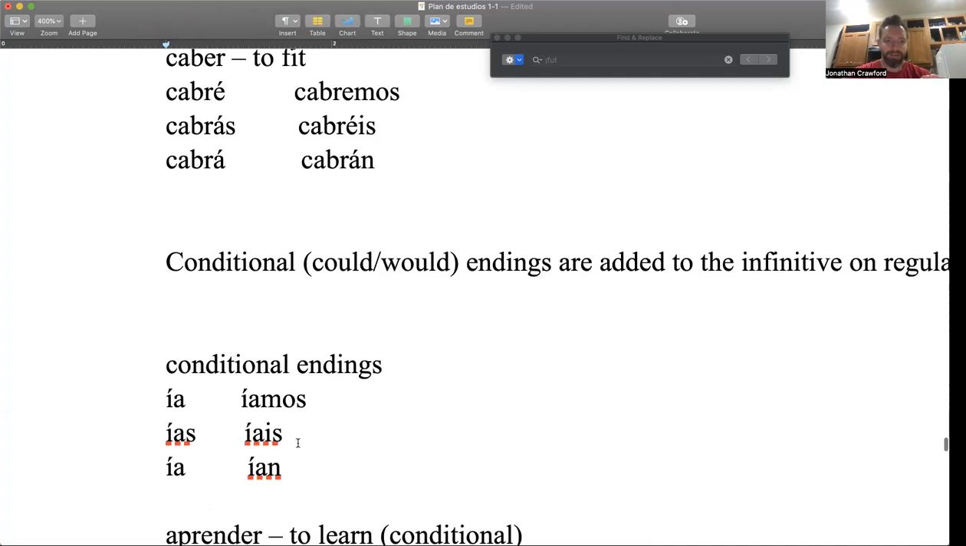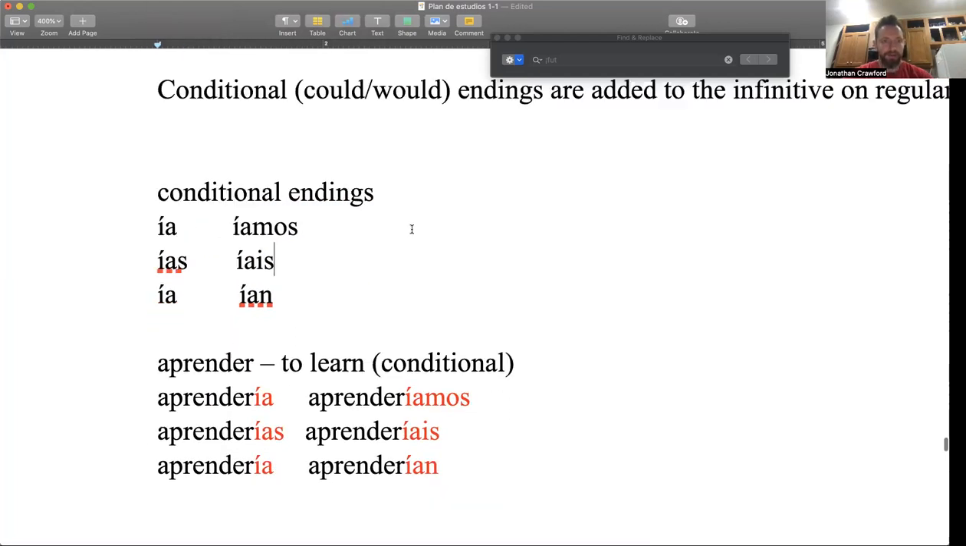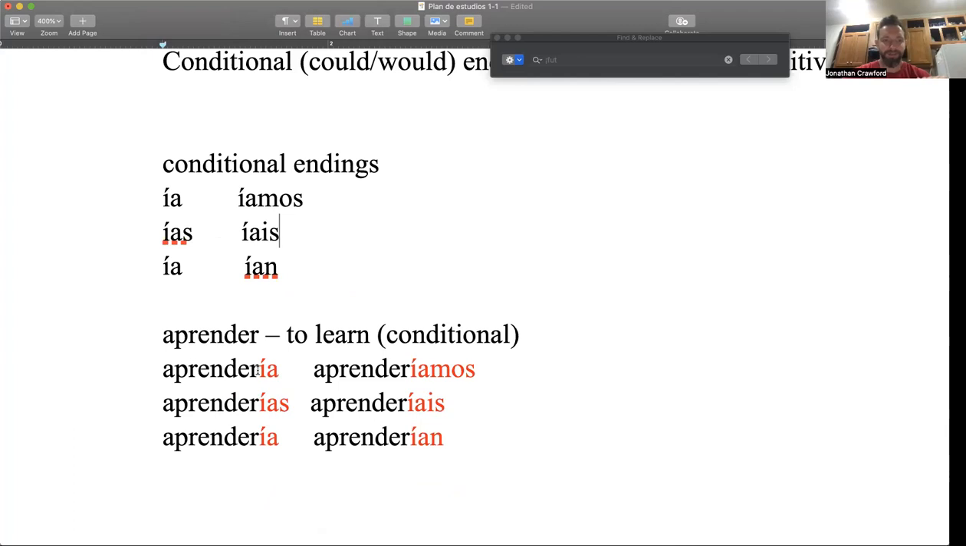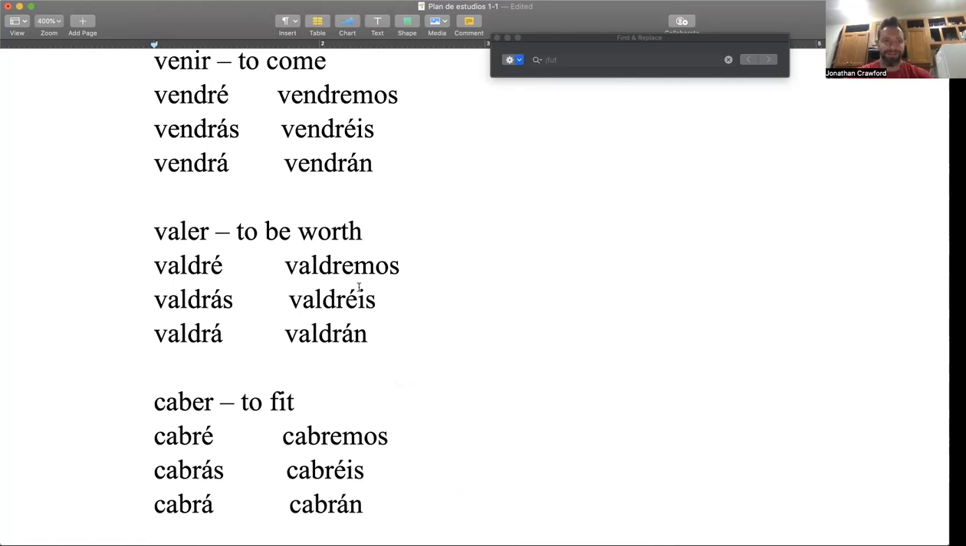Next time we'll talk about these conditional ones. It works the same exact way as the future tense endings, except it's meant for saying could or would. Aprendería. So you put the whole entire infinitive. Anyway, I'll make a whole different video on that one. So pretend like you didn't see that. That's just like a spoiler alert for next time, I guess.